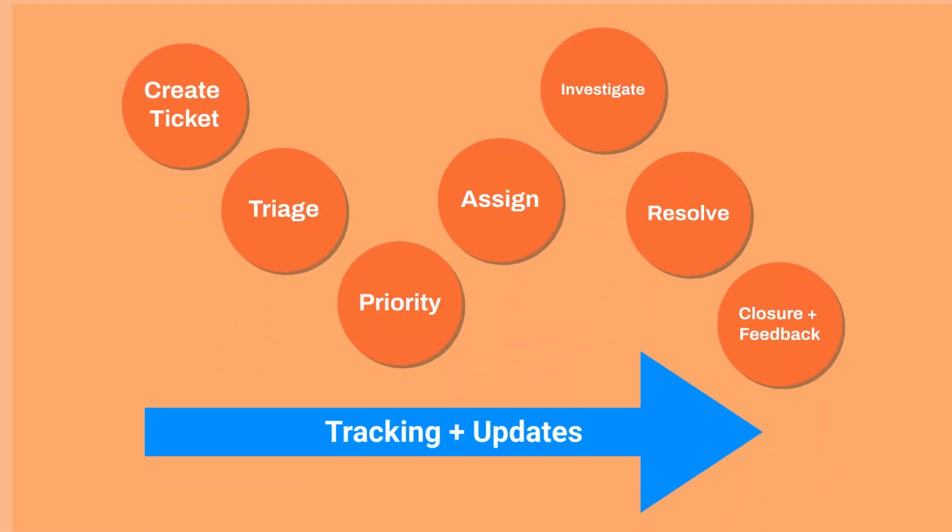A user experiences difficulty accessing a critical application required for daily tasks. The user submits a ticket via the company's IT support portal, detailing the issue and its impact on their work productivity. The ticket management system generates a unique ticket number and logs the issue, timestamping the submission for tracking purposes. The IT support team triages the ticket based on its urgency and impact.